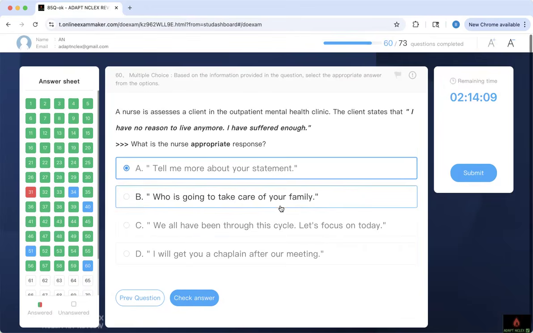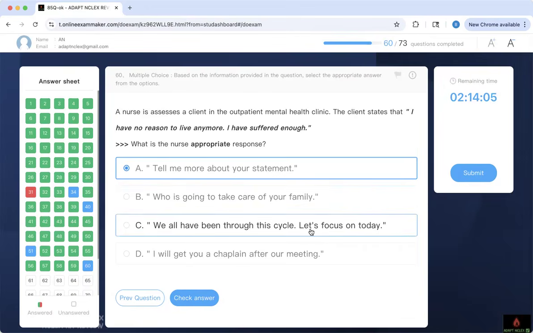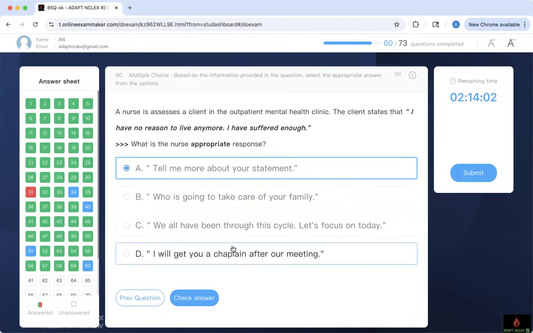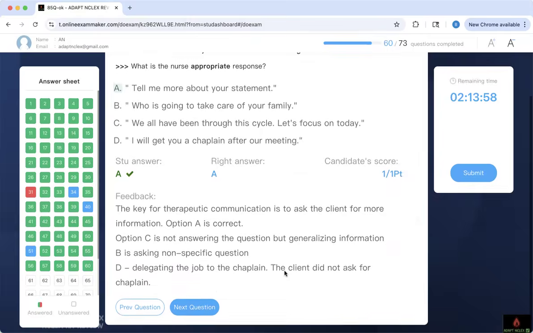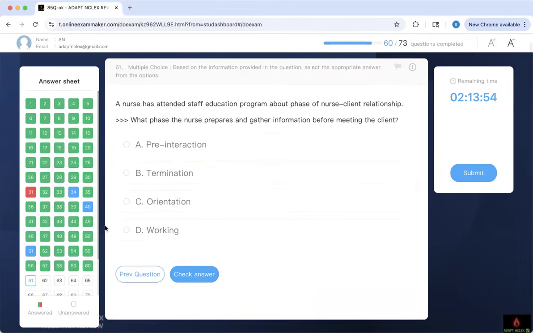Who's going to take care of your family? That's not what the patient is asking. We all have to go through this. That's wrong. I'll get you a chaplain. You never ask for a chaplain. That's how you answer a therapeutic communication question. And that's the strategy. Are you ready?